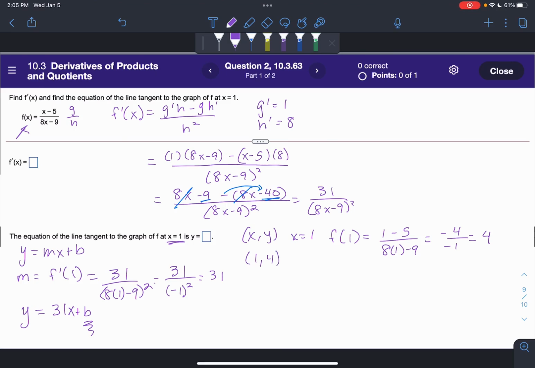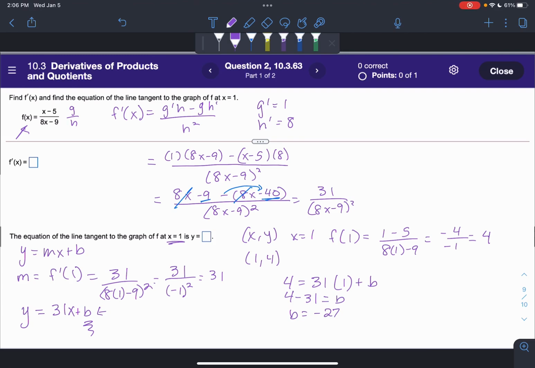And so now I can plug that into my partial equation. So y is 4, 31 is my slope, my x value is 1, plus b, and now we can solve for b. So I have 4 minus 31. I'm going to move that 31 to the other side to isolate b. And so b is negative 27.